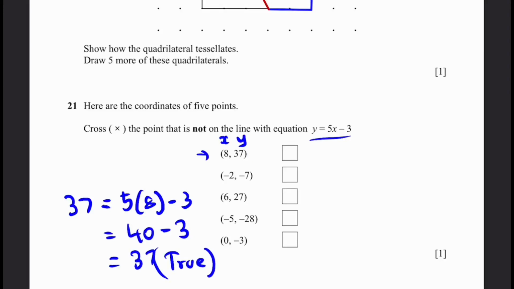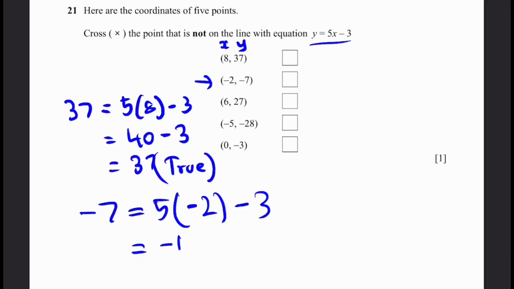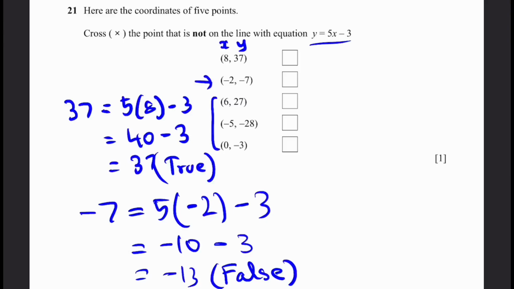So this should not be cross-marked. Let's go to the next one. -2, -7. We'll do the same thing as we did last time. -7 equals 5 multiplied by -2 minus 3, which is equal to -10 minus 3, which is equal to -13. That's false. So we can actually test for the remaining 3, but all of them will come true. This is the only one which is not on the equation because -7 is not equal to -13. So let's cross mark that.